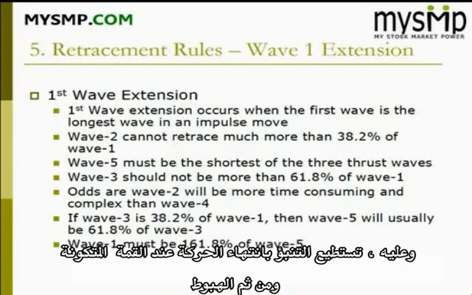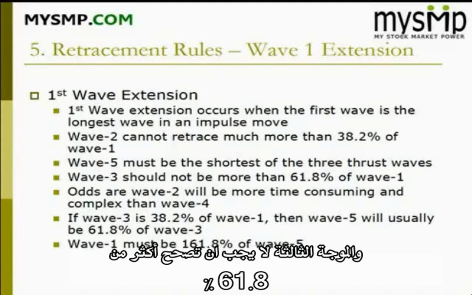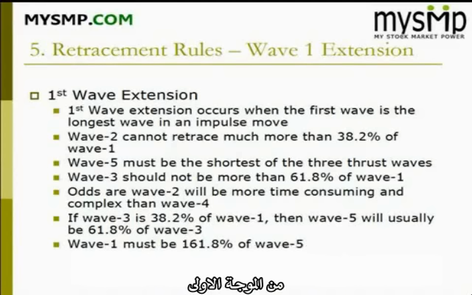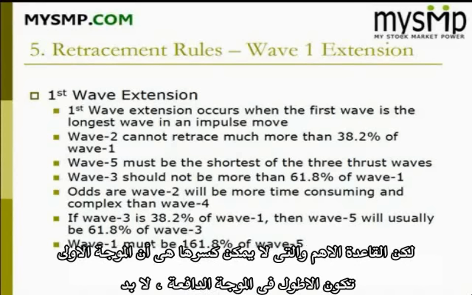and then it drops out. So when we look at wave 1 extensions, we have some rules which are more subjective, meaning wave 2 cannot retrace much more than 38.2%. Wave 3 should not be more than 61.8% of wave 1. Odds are wave 2 will be more time consuming and complex than wave 4. And then the internal relationship we just spoke of.